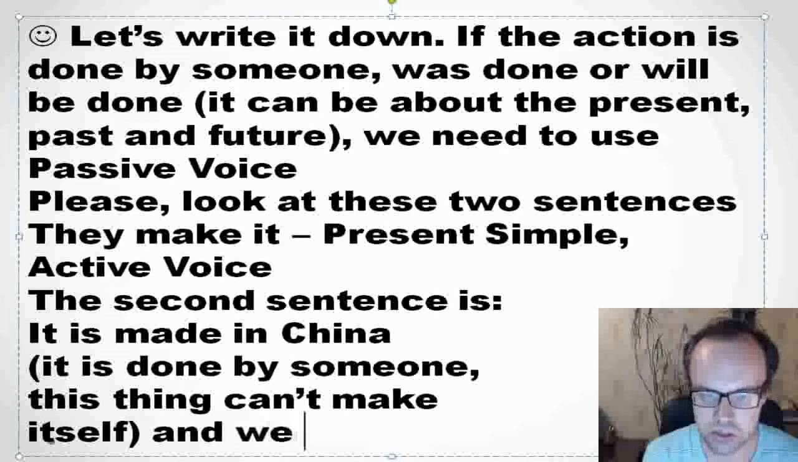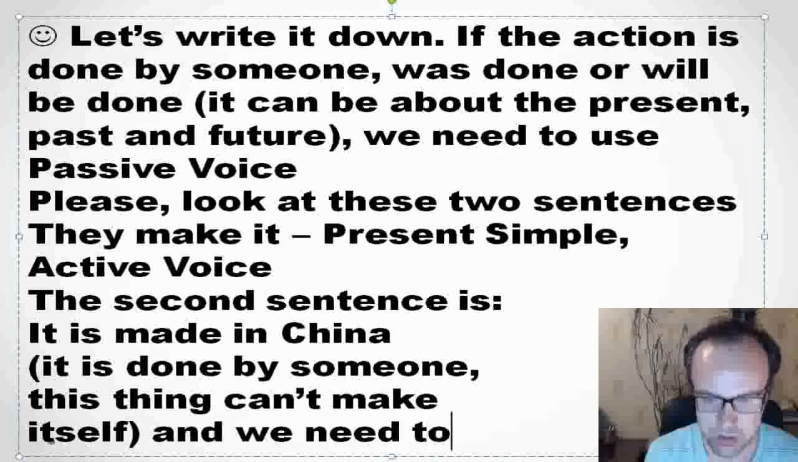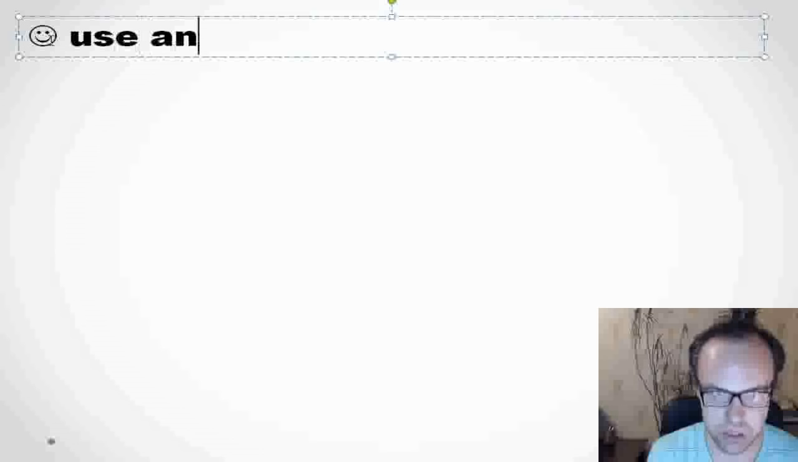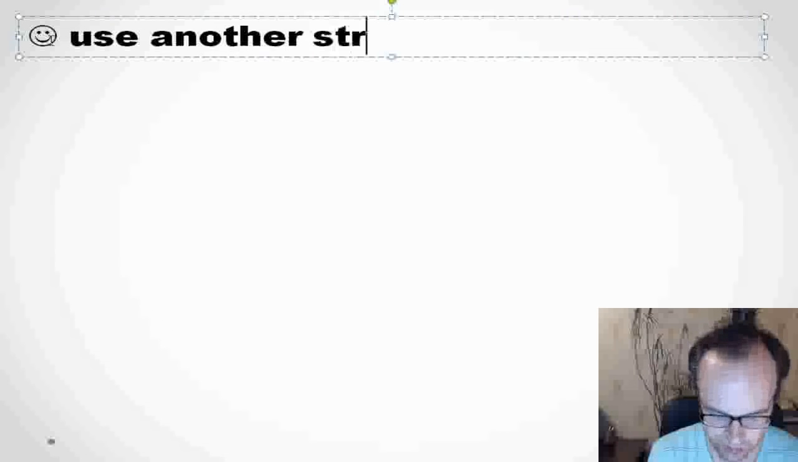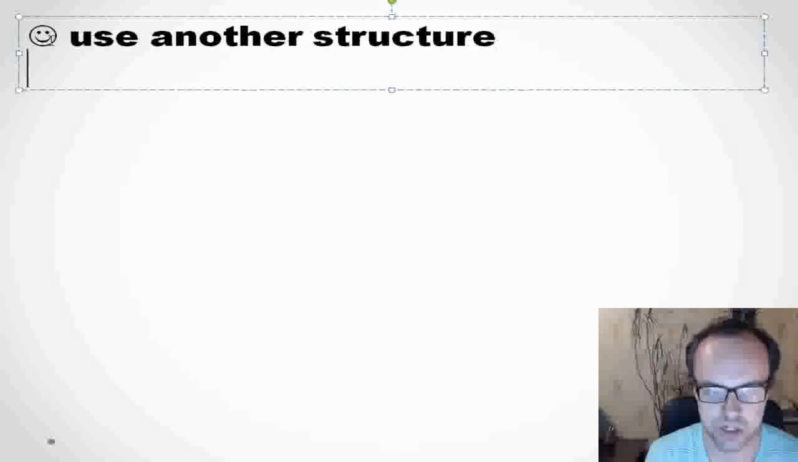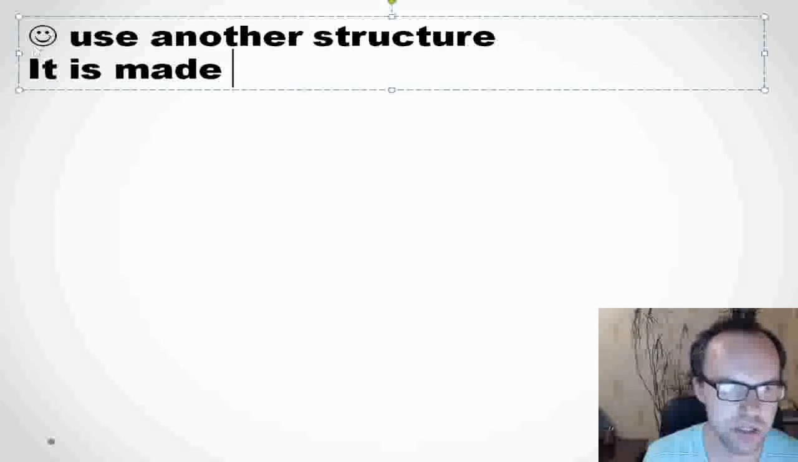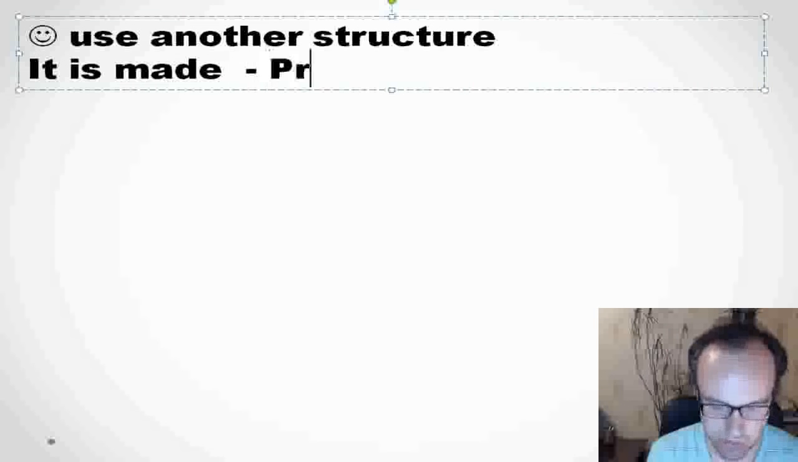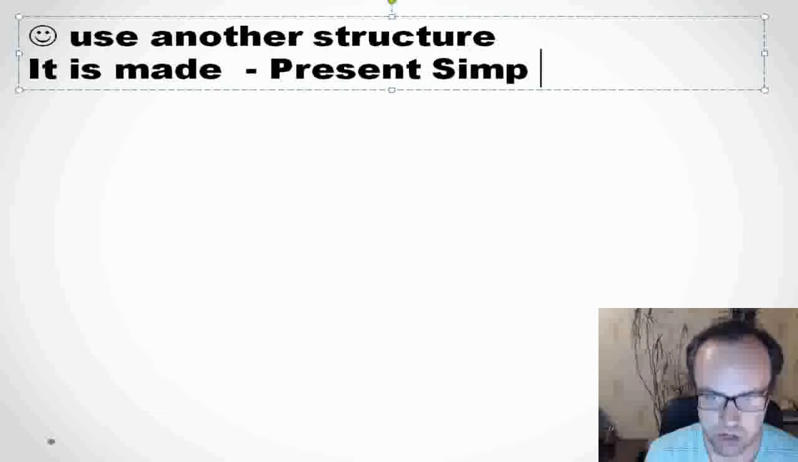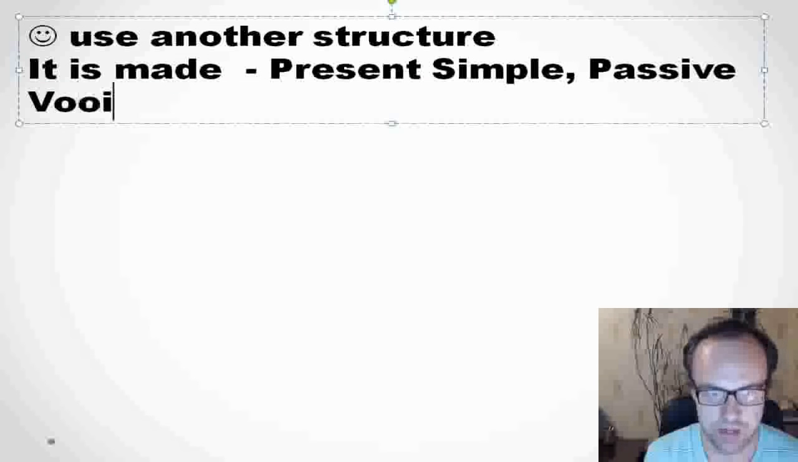And we need to use another structure. Okay, it is made, and it's present simple passive voice. Okay, good.